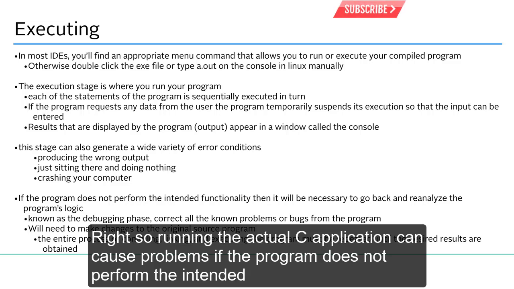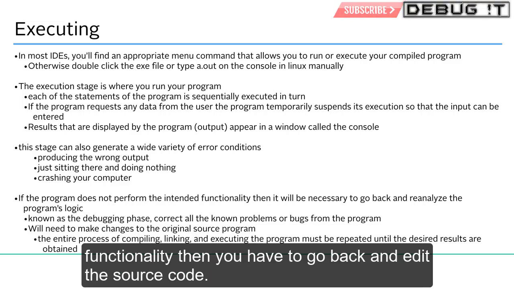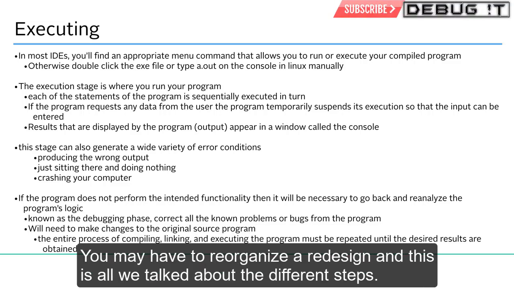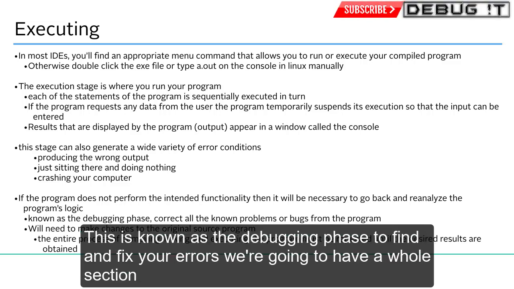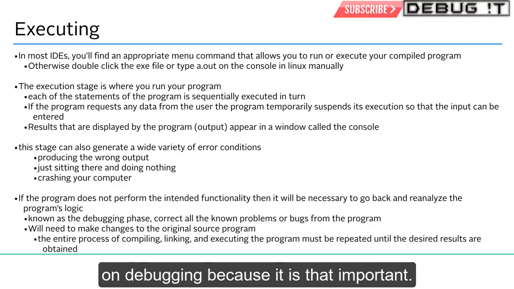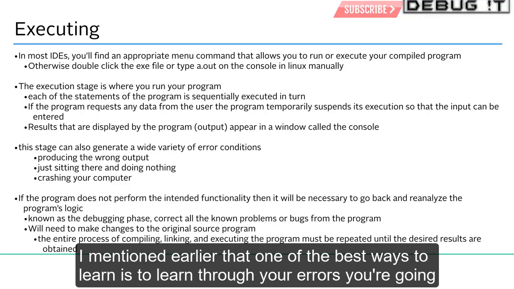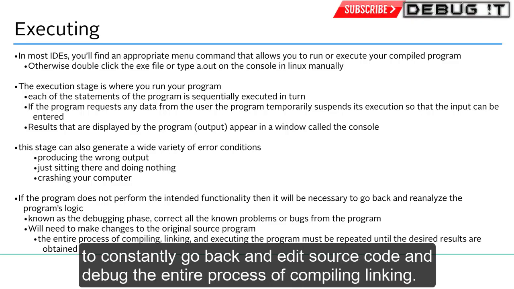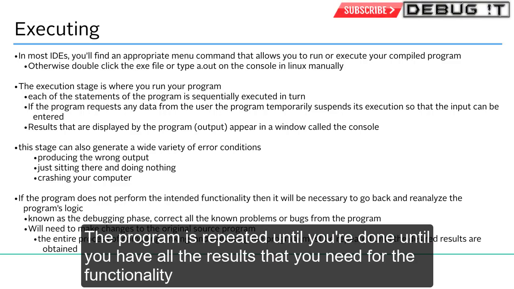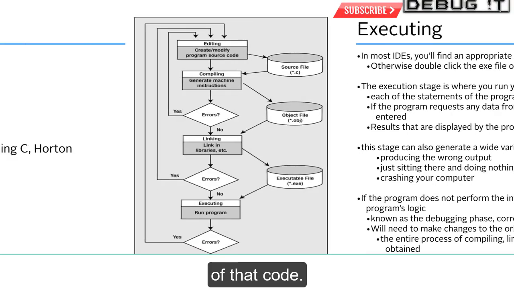If the program does not perform the intended functionality, then you have to go back and edit the source code. You may have to reorganize or redesign, and this is where we talked about the different steps. This is known as the debugging phase, to find and fix your errors. We're going to have a whole section on debugging because it is that important. I mentioned earlier that one of the best ways to learn is to learn through your errors. You're going to constantly go back and edit source code and debug. The entire process of compiling, linking, and executing the program is repeated until you have all the results that you need for the functionality of that code.